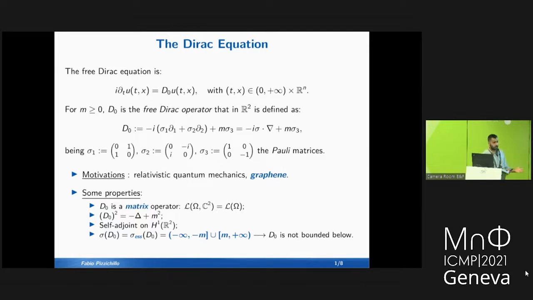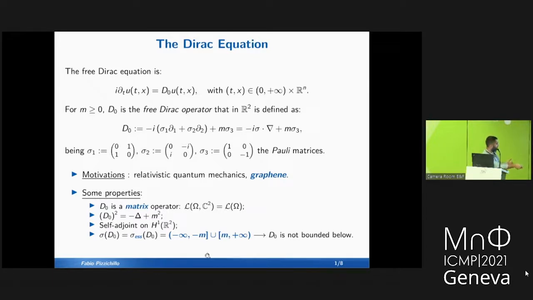Second property, if we compute the square of the free Dirac operator, we recover the Klein-Gordon operator. So this means that using this approach, we can compute the square root of the Klein-Gordon operator without passing through the theory of pseudo-differential operators. Third property, about self-adjointness: the free Dirac operator is self-adjoint on the Sobolev space H1. And finally, the spectrum. The spectrum is purely essential.